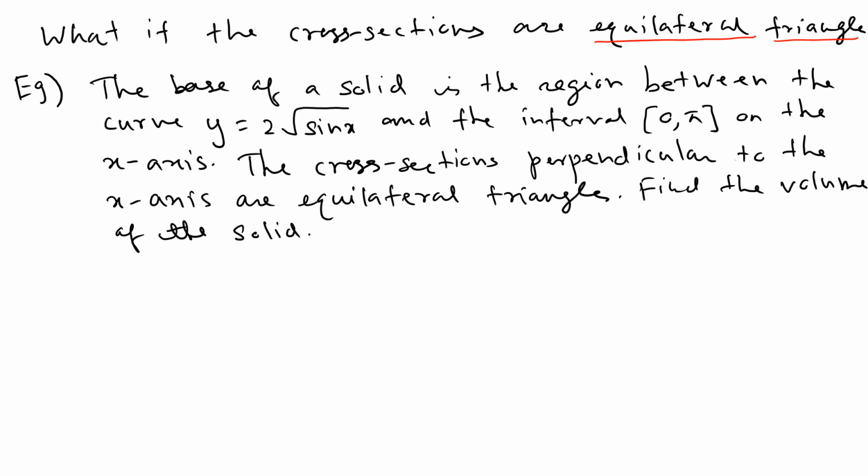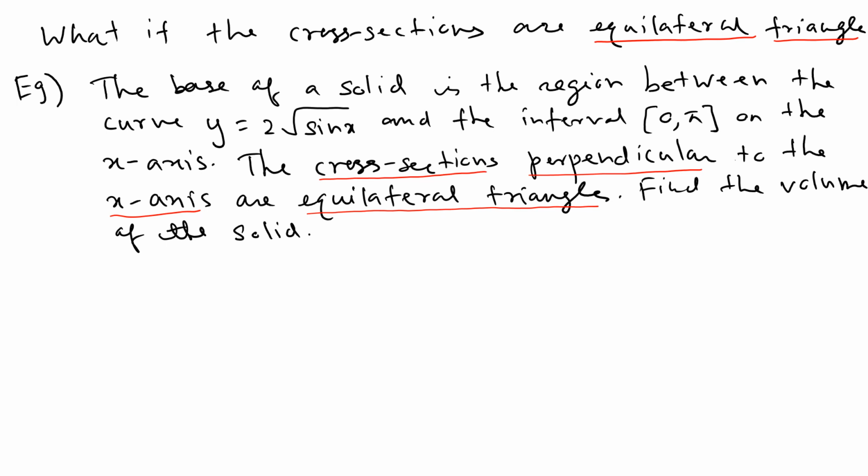So the problem says the base of a solid is the region between the curve y equal to square root of sine x and the interval from 0 to pi on the x-axis. The cross sections perpendicular to the x-axis are equilateral triangles. Last time it was a square, but now it's equilateral triangles. So the question is, find the volume of the solid.